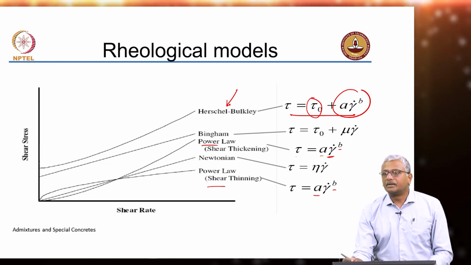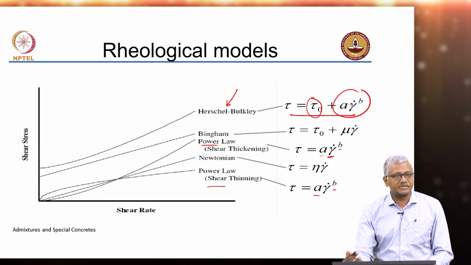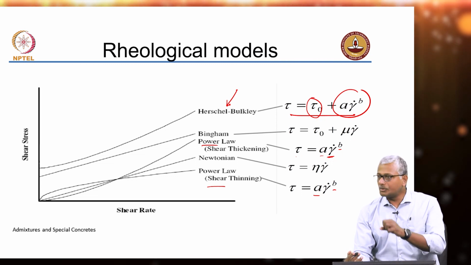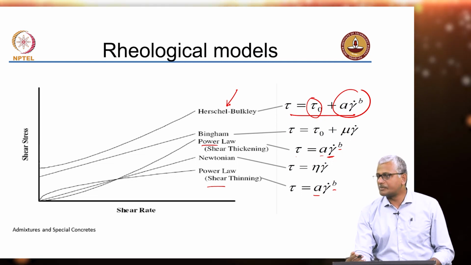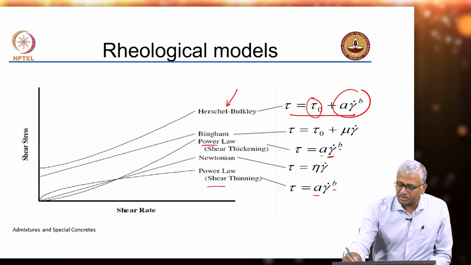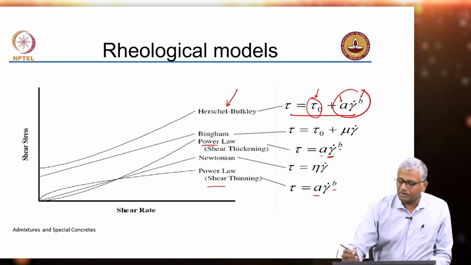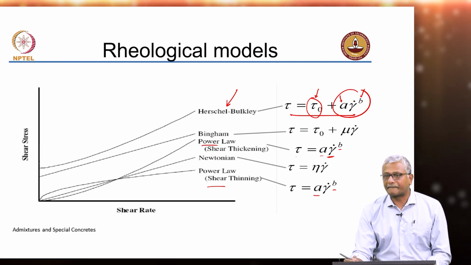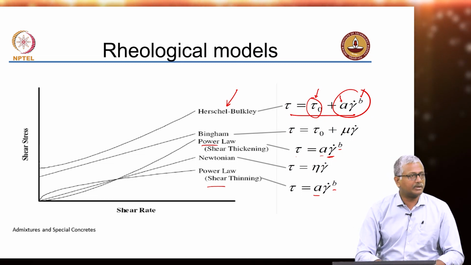Okay. Now, for purposes of simplicity, many researchers who work on rheology tend to simplify it into a Bingham fluid. It is much easier that way. You only have two parameters. Here you have three things to measure. You need to measure the tau naught, you need to measure A, and you need to measure B. How will you do this measurement, a rheology measurement?